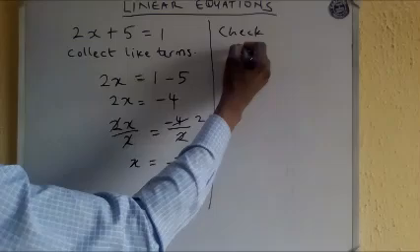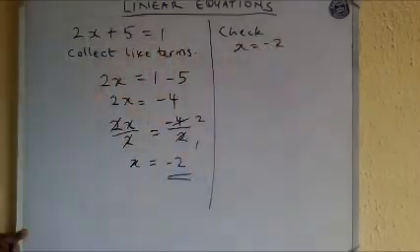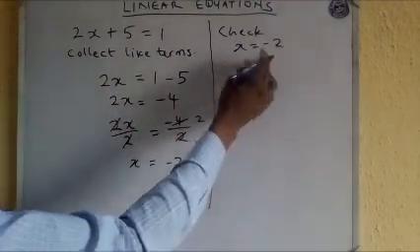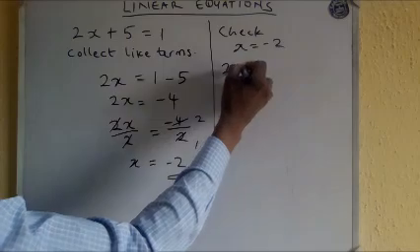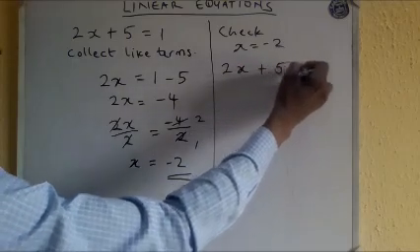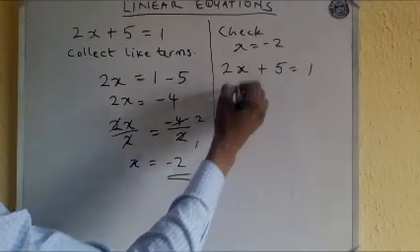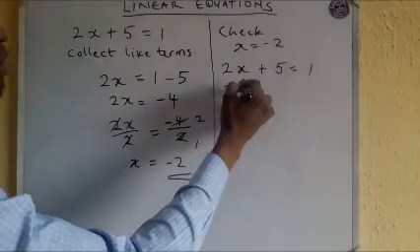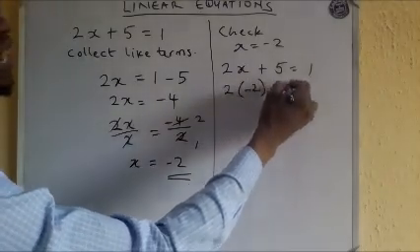Check where x is equal to minus 2. We're going to substitute into the expression. We'll write the expression again: 2x plus 5 is equal to 1. So instead of writing x, I put the value of x, which is minus 2. That's 2 times minus 2 plus 5 is equal to 1.